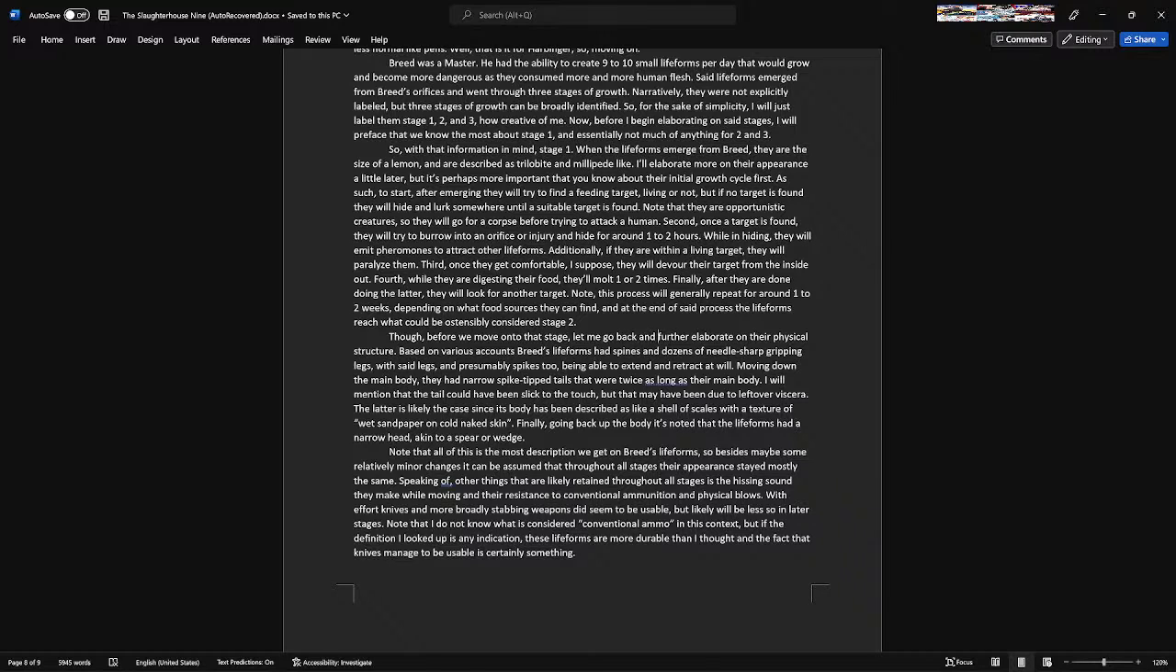Moving down the main body, they had narrow spike-tipped tails that were twice as long as their main body. I'll mention that the tails could have been slick to the touch, but that may have been due to leftover viscera. The latter is likely the case since its body has been described as like a shell of scales.